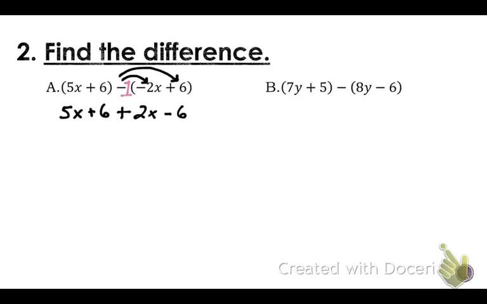So let's just find our like terms. Madison, what are my like terms that you see there? 5x and 2x, that's the x family. Anything else? 6 and 6. Okay, positive 6 and negative 6. So let's go ahead and do our x family first. Alexis, what's 5x plus 2x? 7x. And what's plus 6 minus 6? 0.